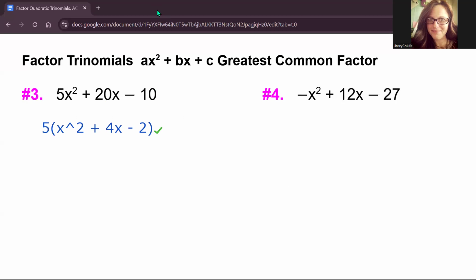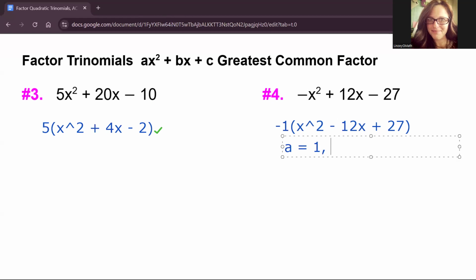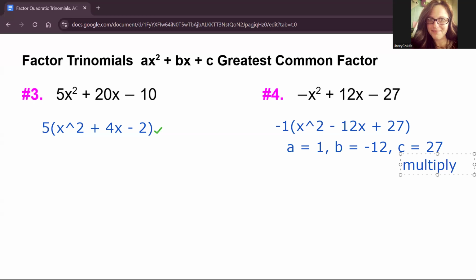Number 4. When you see a negative in front of x squared, it's a good idea to factor out a -1 from all 3 terms. So we'll factor out a -1. We're left with +x squared minus 12x plus 27. Now we have a +1 for A, B is -12, and C is 27. What two numbers multiply to +27 that also add to -12?